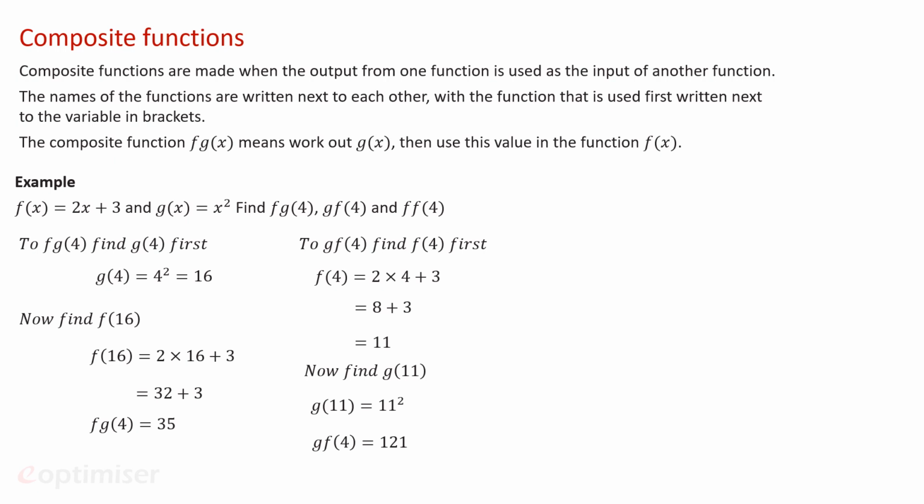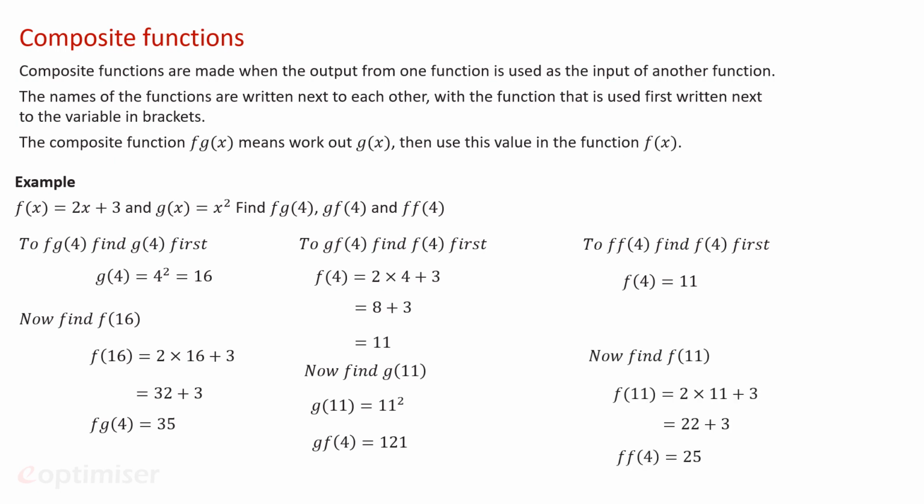Look at this. f of g of 4 is 35. g of f of 4 is 121. They are completely different, so you have to be careful. You have to do the internal part first, then give that to the outside. So f of g of 4 means you do g first, then f. g of f of 4 means you do f first, then give the input to g. If you find f of f of 4, you find f first, then give that input again back to f. So you will get 25.